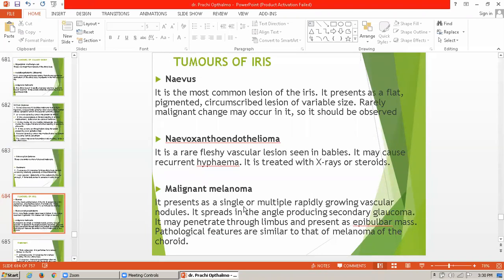Then the third classification, that is, tumors of the eyelid.